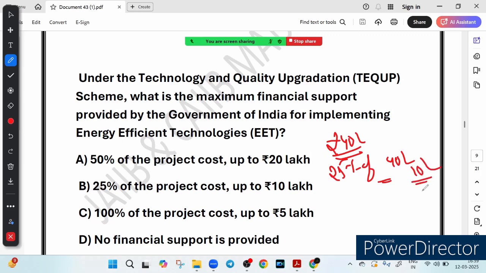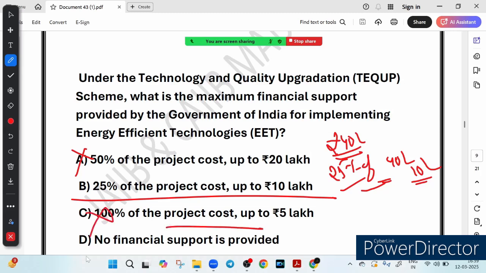So 10 lakh is the maximum support allowed. Means the government will provide 10 lakh and the business owner will arrange the rest. That's why option number B is correct, right? Up to 10 lakh. Option number A suggests 50% of the project cost up to 20 lakh. This is incorrect. For example, if an MSME applies for 20 lakh in funding, the government will only approve 10 lakh, not more. Option C, 100% of the project cost.